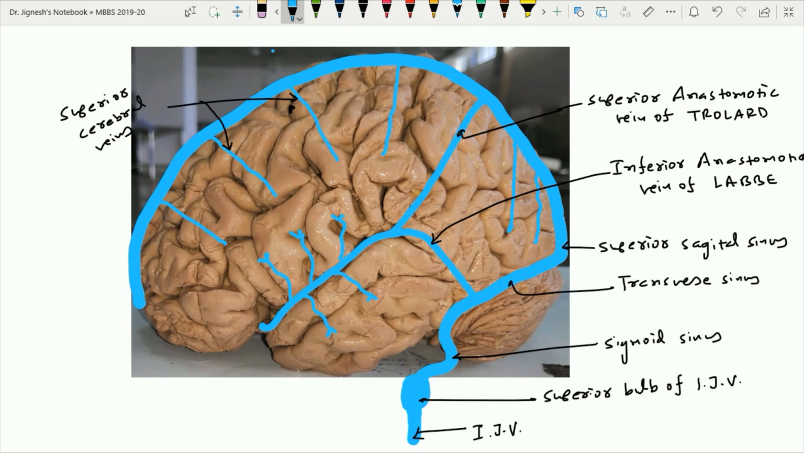And this superficial middle cerebral vein drains most of the superolateral surface, except the upper part of this area, which is drained by the superior cerebral veins.